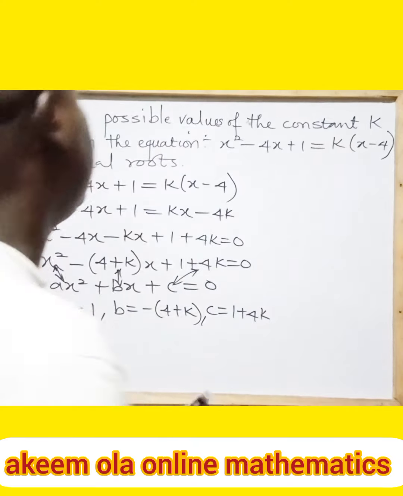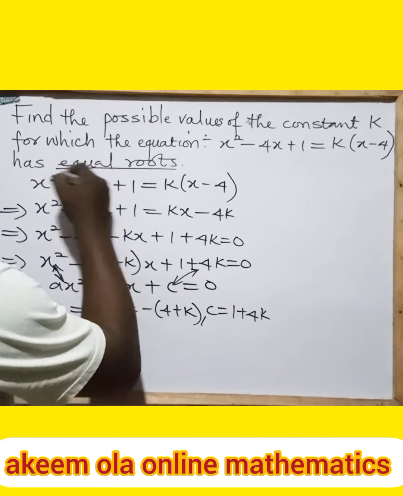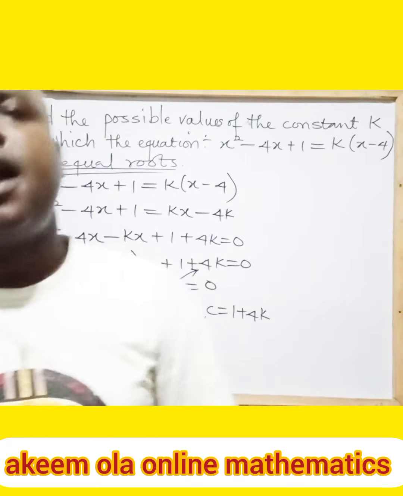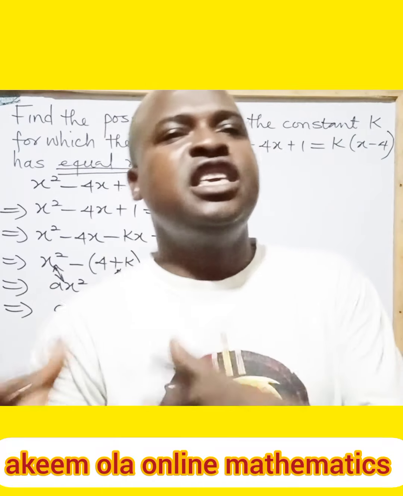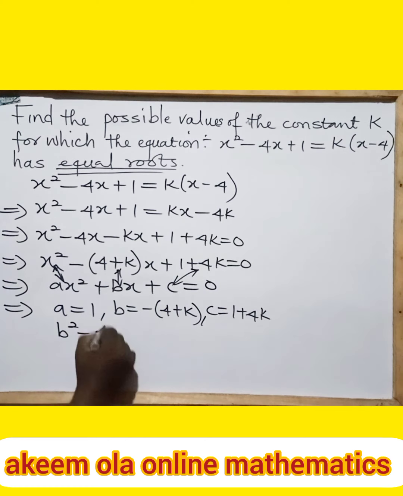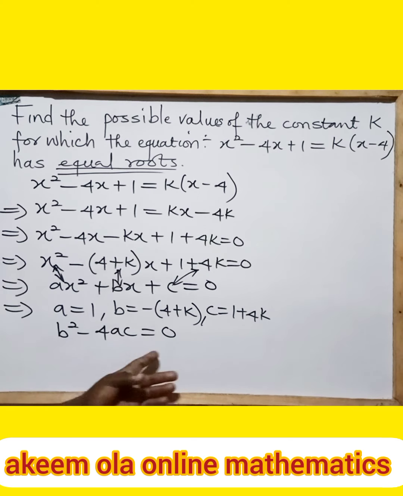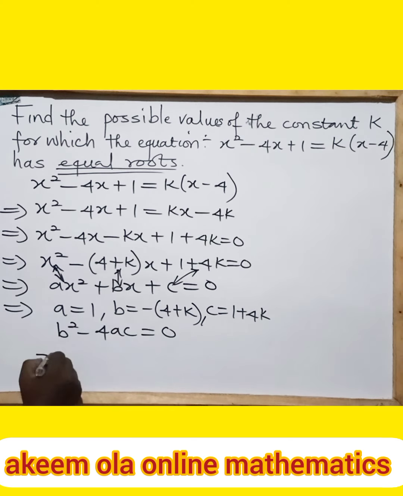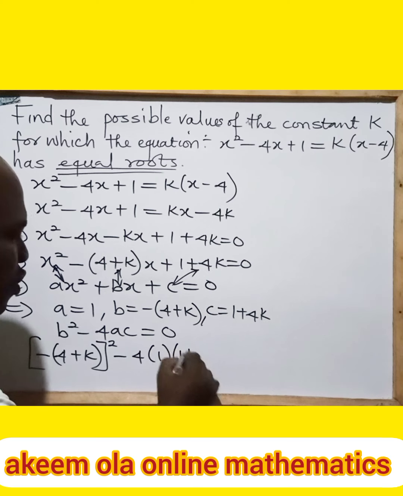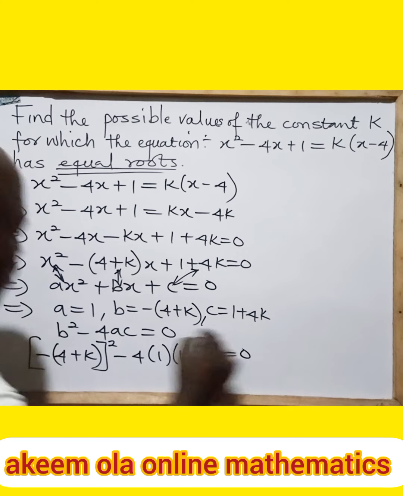But there is something we need to consider from the question, and that is equal roots. For equal roots, there's a formula that you need to use. For equal roots, we are going to have b squared minus 4ac must be equal to 0. So going by this formula now, we are going to have minus 4 plus k, everything squared, minus 4 into 1, our c is 1 plus 4k, is equal to 0.